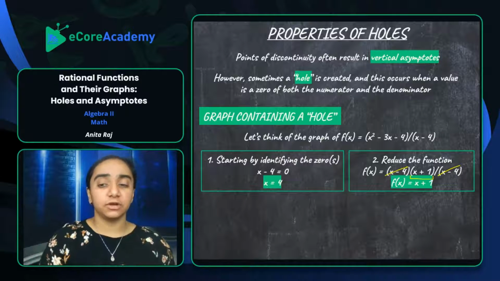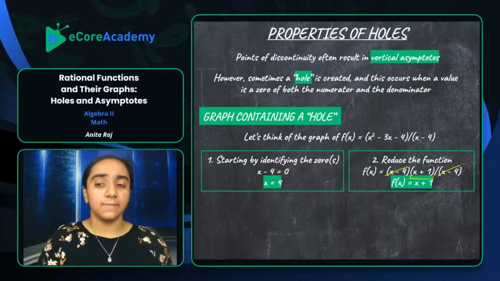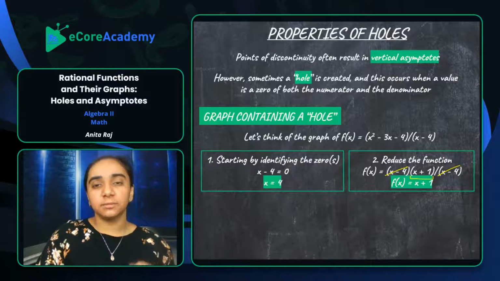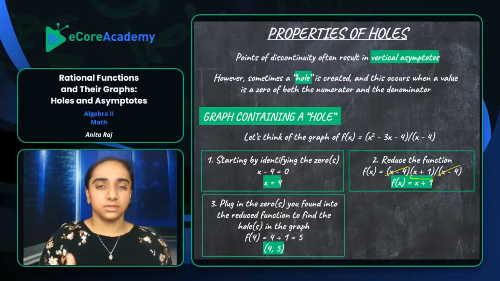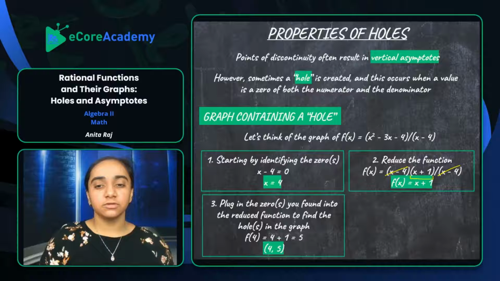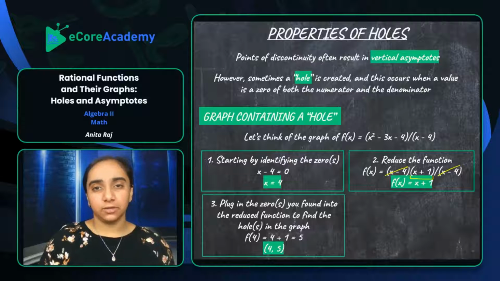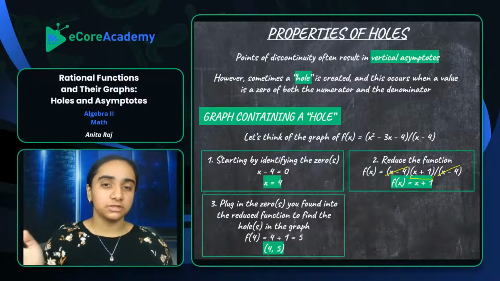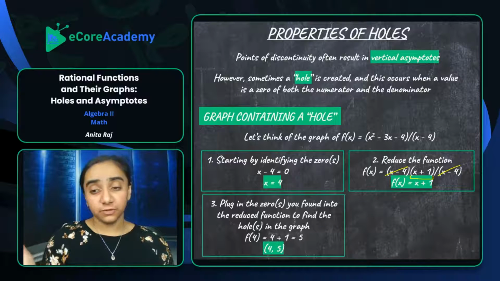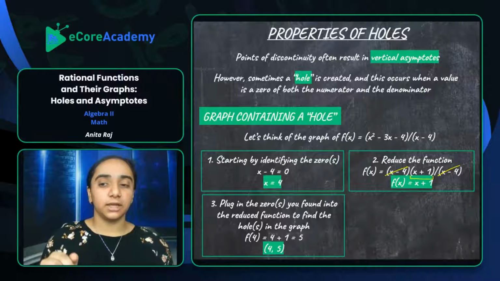So we're going to rewrite the function as f of x equals x plus 1, but that does not mean we're ignoring that there was a common factor of x minus 4. You'll see how that plays into our steps with graphing. Our third step is we're going to plug in the 0 or zeros, in this case there's just one 0, you found into the reduced function to find the hole or holes in the graph. In this case we said the 0 was x equals 4, and like I said, we're not going to ignore that. We're going to take that 0, x equals 4, and plug it back into the reduced or simplified function we found. The simplified function we found was f of x equals x plus 1. We're going to take 4 and plug it in to f of x.